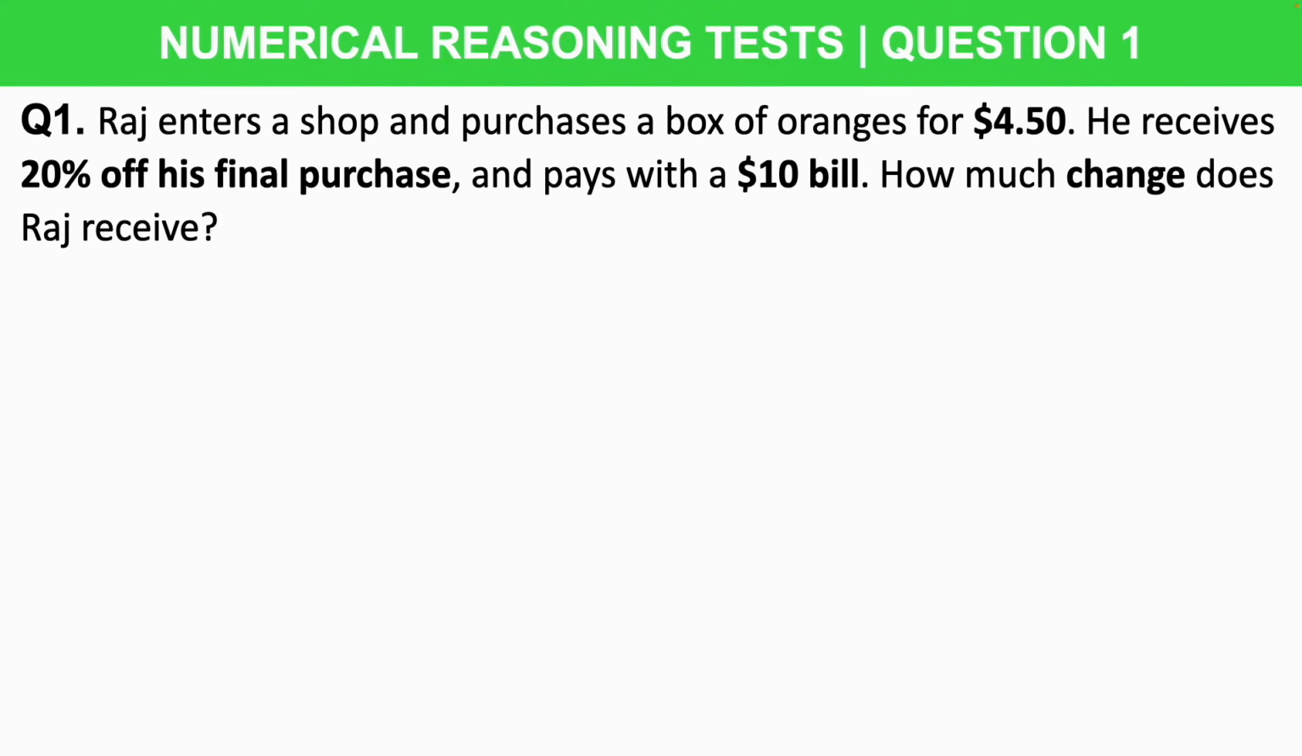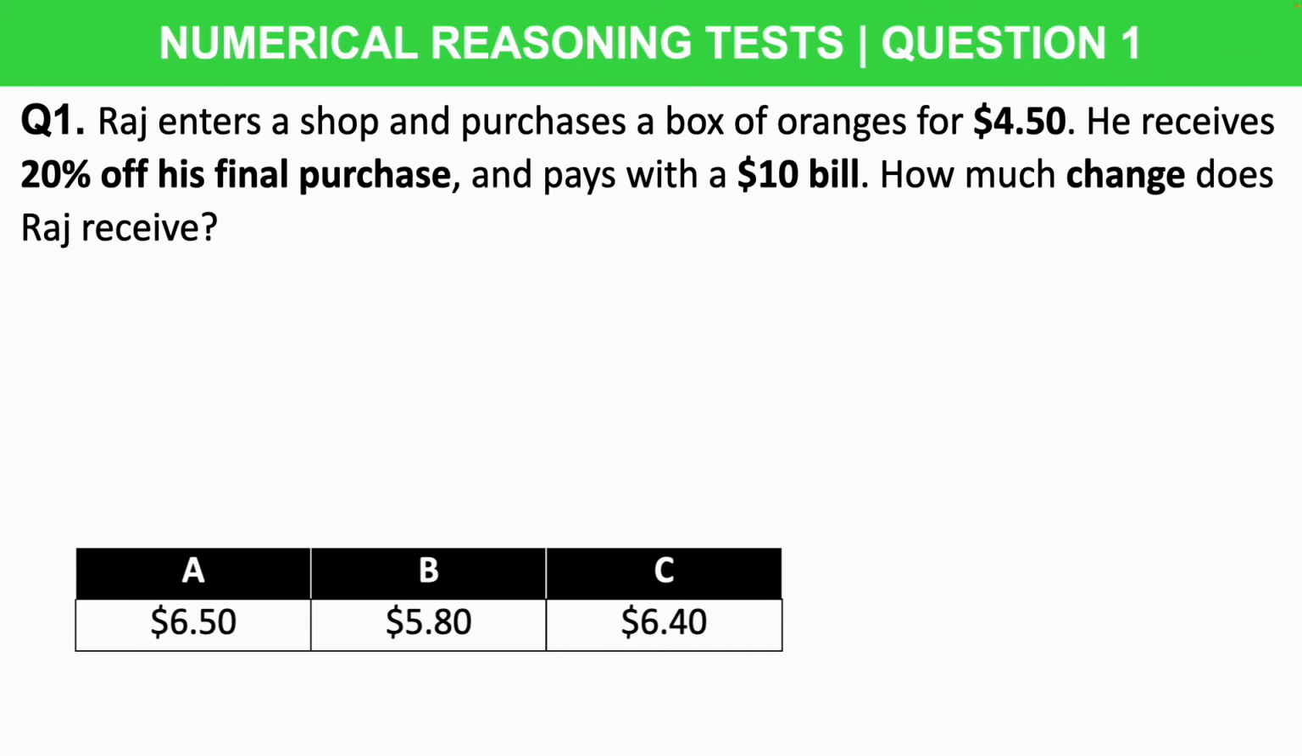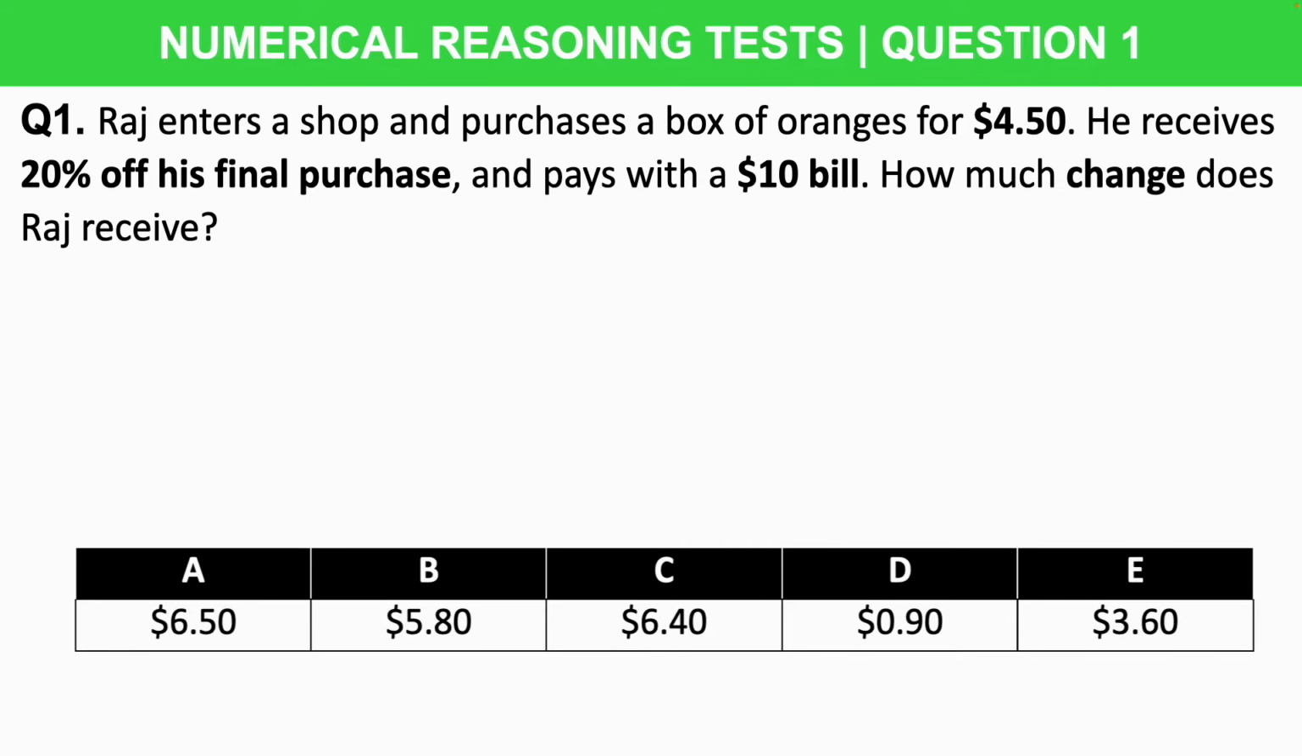Question 1. Raj enters a shop and purchases a box of oranges for $4.50. He receives 20% off his final purchase and pays with a $10 bill. How much change does Raj receive? Is it A, $6.50, B, $5.80, C, $6.40, or D, 90 cents, or E, $3.60?